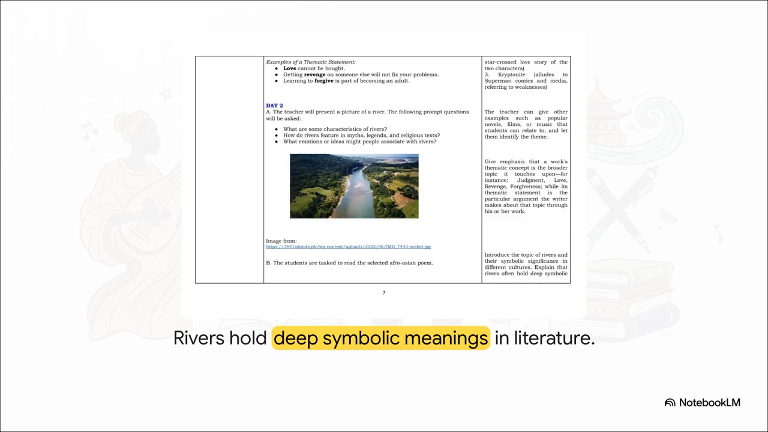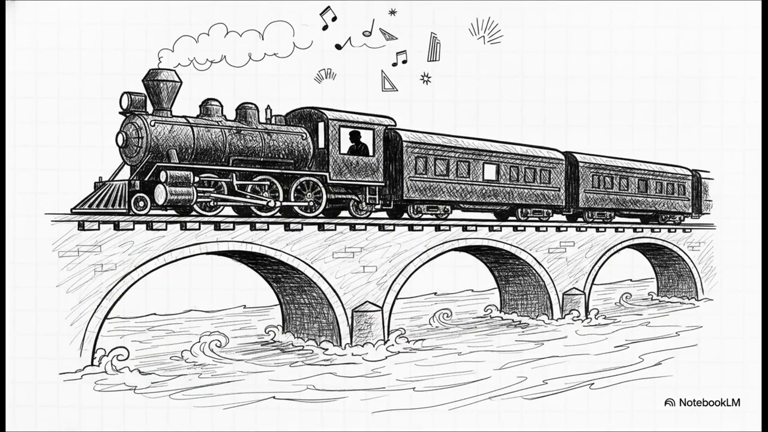They often represent the relentless, ancient flow of time itself, the journey of life, or the continuity of history. We're going to see exactly how a river can hold the weight of an entire civilization's heritage. Our guide today is Langston Hughes.